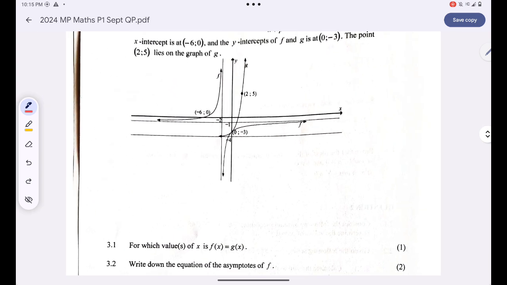Okay, we have two types of functions over there. We have a hyperbolic function and an exponential graph. Okay, let's just answer the questions.